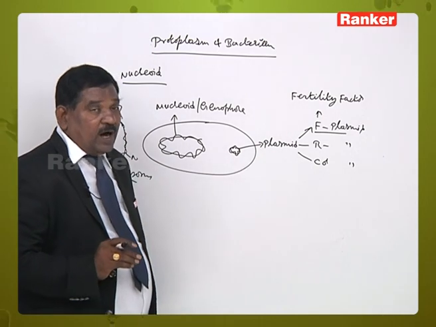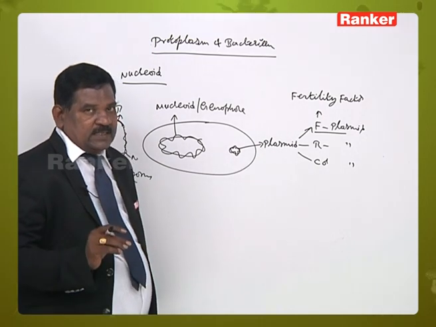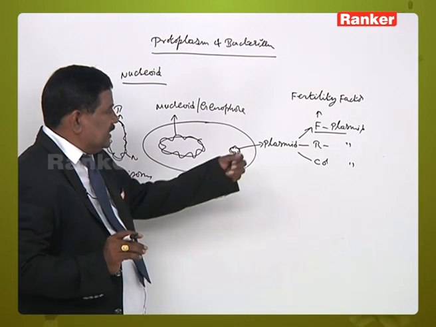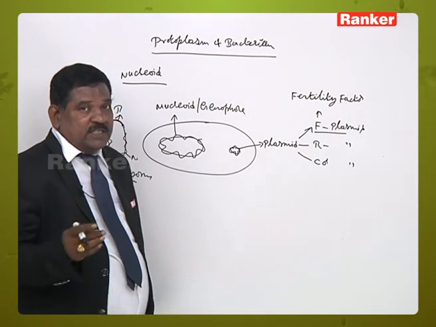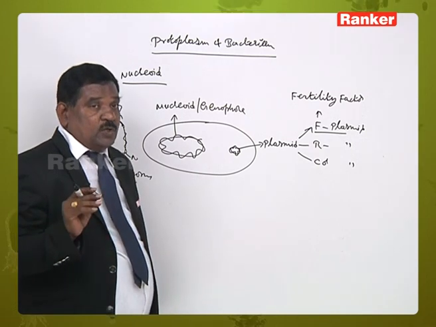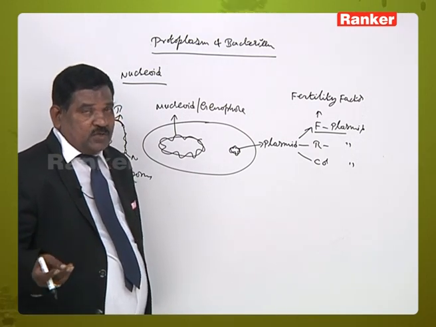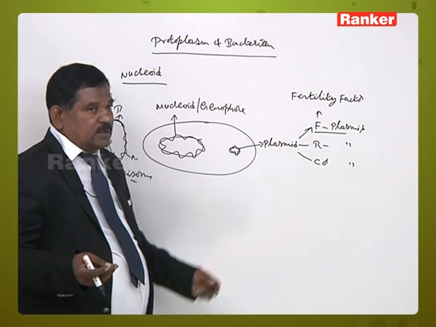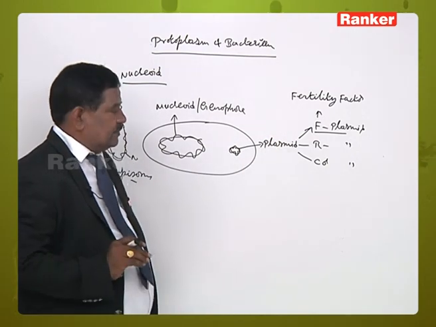R plasmid, R here means resistance. Genes present in the plasmid show resistance to one or more than one antibiotics. Such plasmids, which show resistance to antibiotics, are called R plasmids or resistant plasmids.